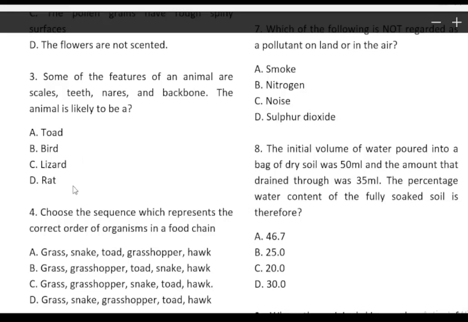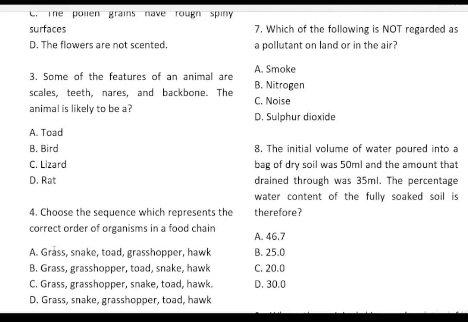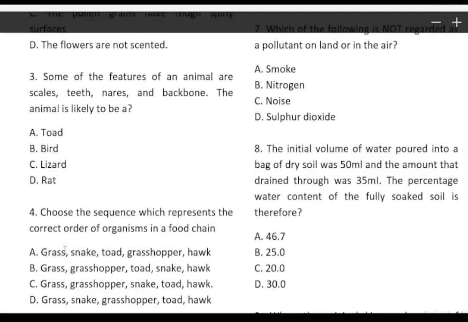So we are starting with a producer, which is usually the grasses or the green plants, and then what organisms can feed on grasses? It is usually going to be herbivores. So option A here, snake cannot feed on grass, and so option D also, snake cannot feed on grass. So we are taking that option A and option D out. So we are left with option B and option C.